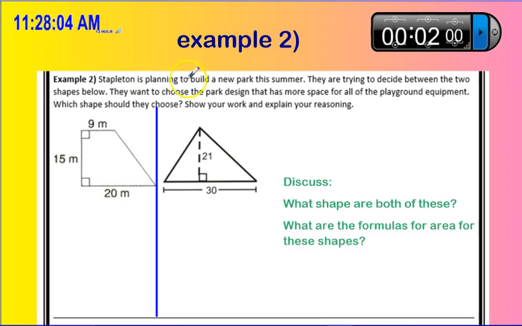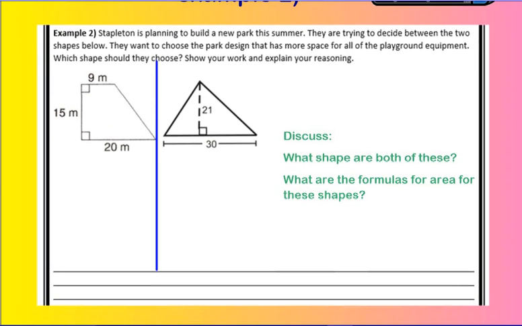Example 2, Stapleton is planning to build a new park this summer. They're trying to decide between these two shapes. What they want to do is they want to choose the park design that has more space for the playground equipment. Which shape should they choose? Well, they're going to want to choose the one that has a larger area because that's the one that's going to have more room, right? So to answer this question, we have to find the area of both of these shapes. So the first thing we're going to do is write down the formula underneath each one of them that helps us figure out the area.